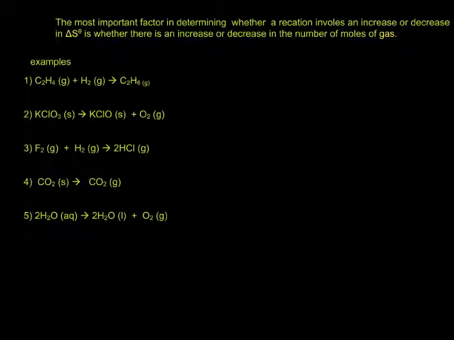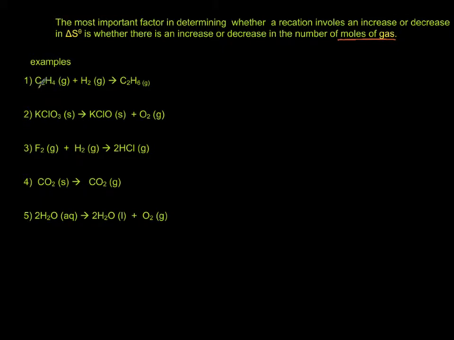Now, how do you predict if a reaction is positive delta S or negative? The most important factor is to determine if you're increasing the number of gases or decreasing the number of gases. So this is the most important indication to guesstimate if the reaction is delta S positive or negative. Let's look at some examples.